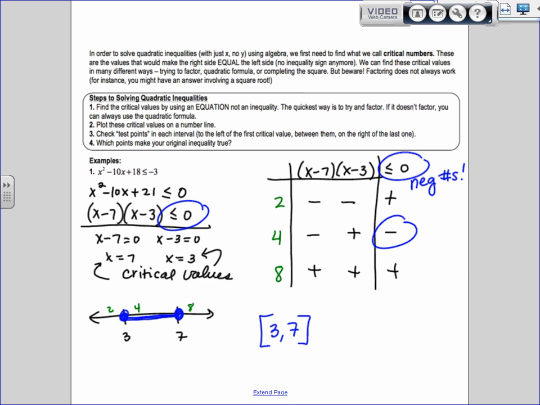All right, so same idea. You're always going to get a 0. You're going to factor. You're going to use those as critical numbers. You're going to plug in numbers in each interval.